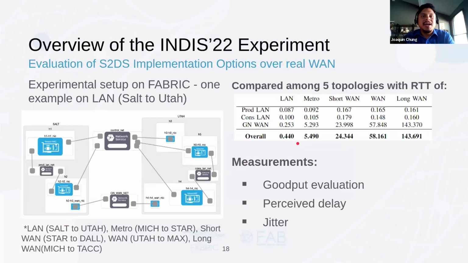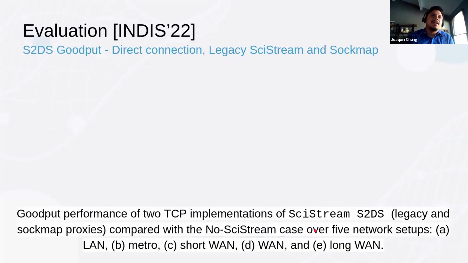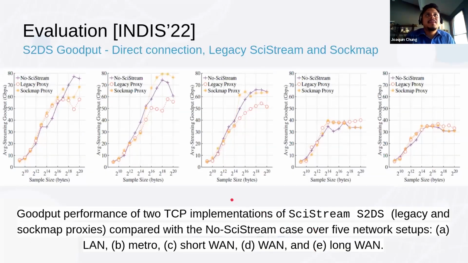Given the nationwide scale of Fabric, we were able to experiment with 5 topologies with different RTTs. So we had something that was able to mimic a LAN, a metro network with about 5.5 milliseconds, a short one, and then a long one with 143 milliseconds RTT. Here we again measure the goodput, perceived delay, and jitter. In the interest of time, I'm only going to show the goodput results for each of the RTTs of the networks that we emulated. And this is actual network traffic. There is no TC involved here. All the RTTs are real. And this is the goodput that we obtained.